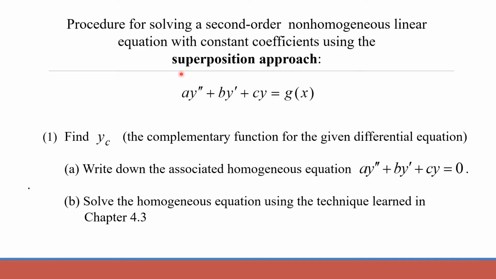Let us now learn how to use the superposition approach in order to solve a second-order non-homogeneous linear DE with constant coefficients. The first step is to find the yc, the complementary function. How to find the yc? We start by writing down the associated homogeneous equation. In other words, you replace g(x) by 0. So this equation is a homogeneous equation associated to the non-homogeneous equation. And when we solve this homogeneous linear equation, we can solve it by using the technique learned in chapter 4.3.